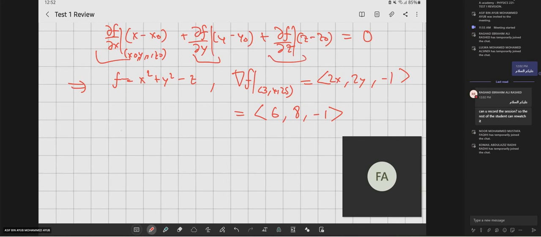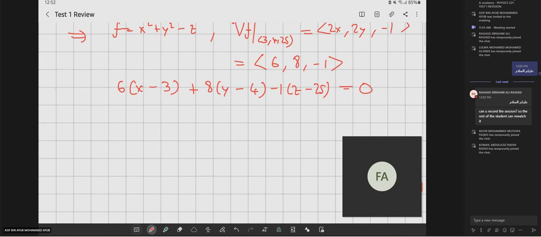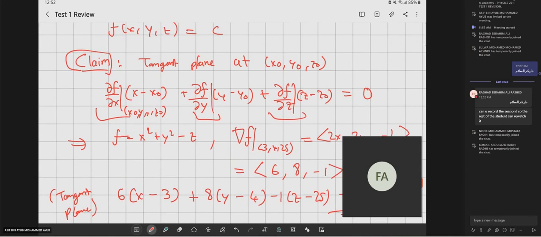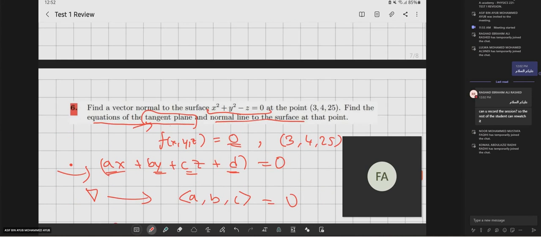So I'll have 6 times (x minus 3) plus 8 times (y minus 4) plus minus 1, actually minus 1, times (z minus 25), equals 0. This is our tangent plane. You can expand this and find a simpler form. I'll not do that here. So we found the first part of the question.